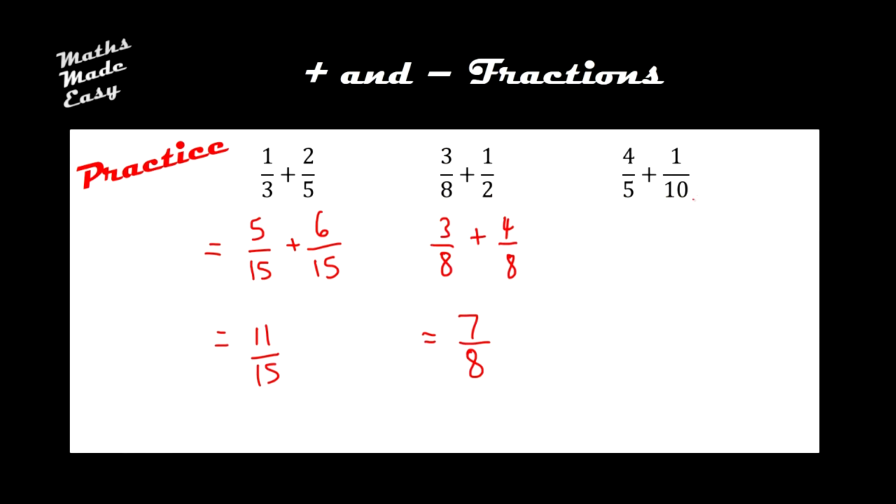And this last question here, I would go for 10. So the first one, 5 times 2 is 10, so 4 times 2 is 8, and then 1 out of 10 stays the same, in which case you end up with 9 out of 10.